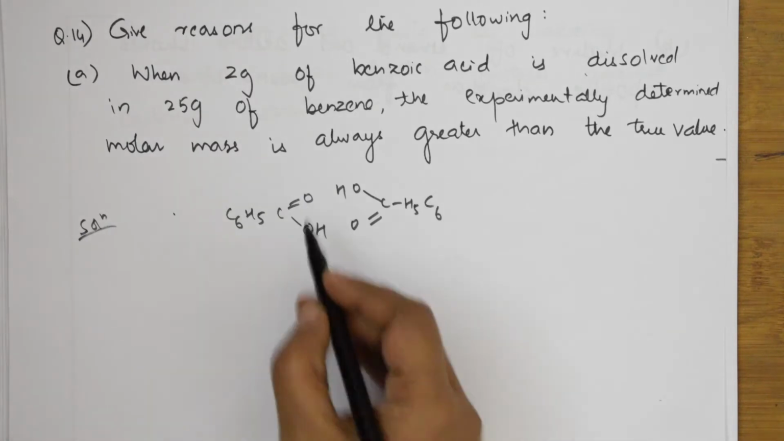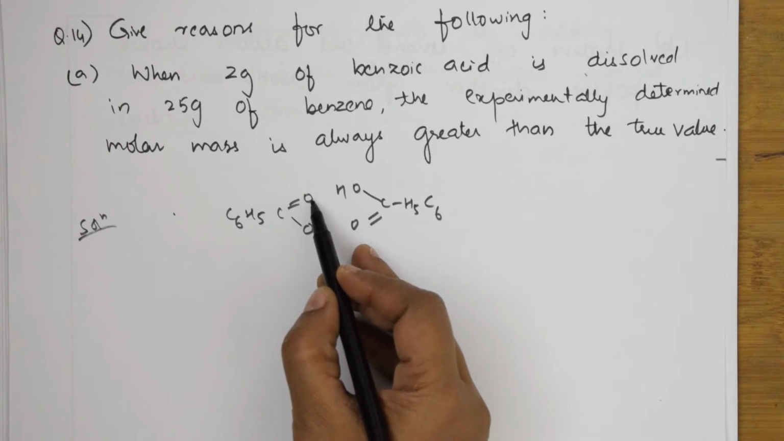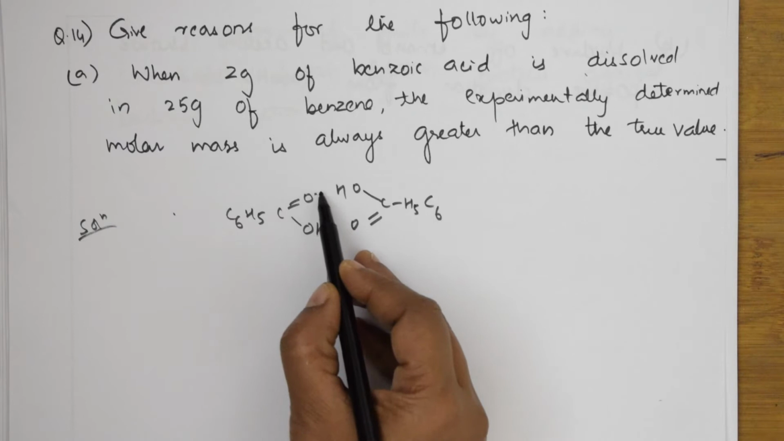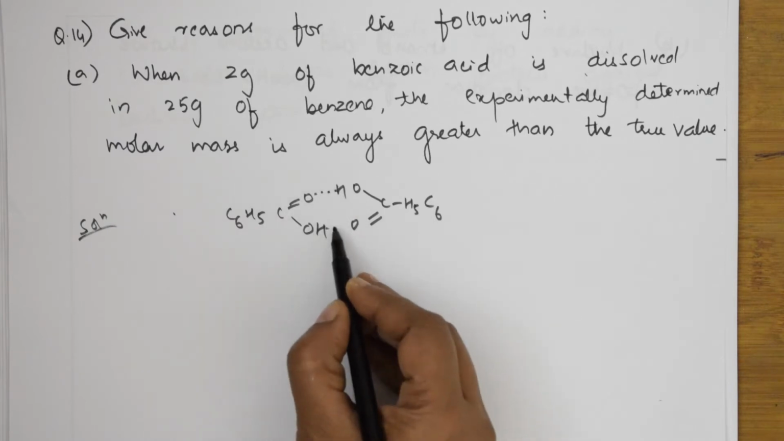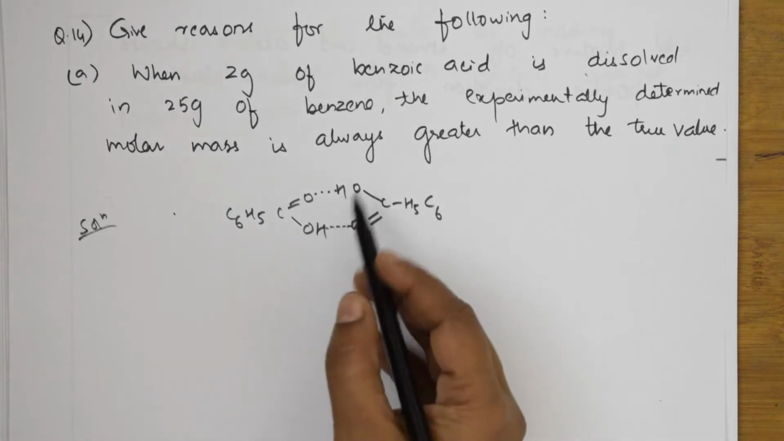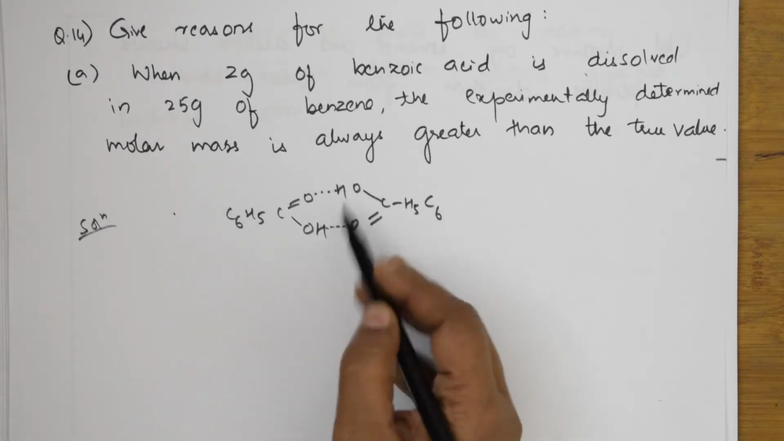How does this look? See here, this is oxygen, isn't it? Now here this is hydrogen. So there is a formation of hydrogen bonding between oxygen and hydrogen and oxygen. Done. So what is happening? Here the molecules of benzoic acid are dimerizing. And when they combine, during hydrogen bonding, this molecule of water is released out.